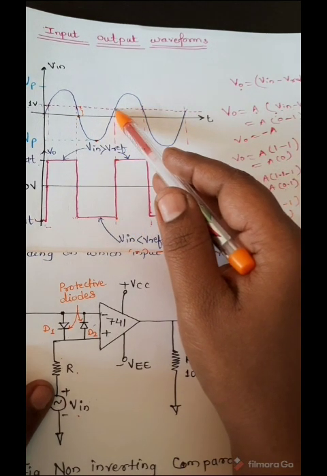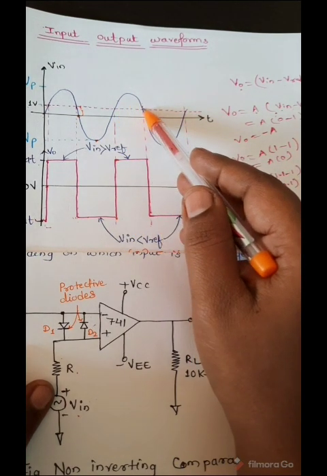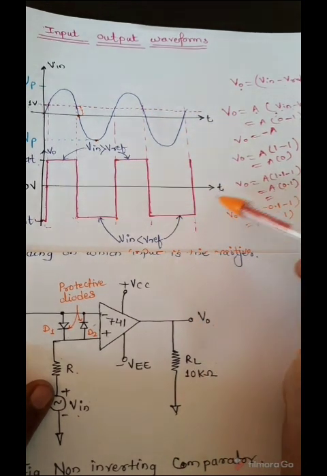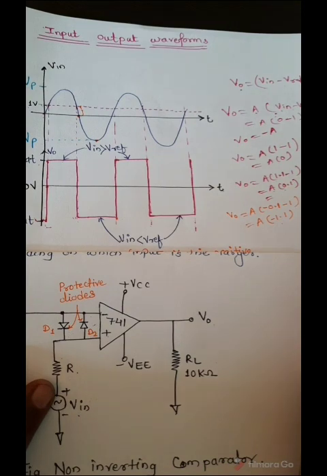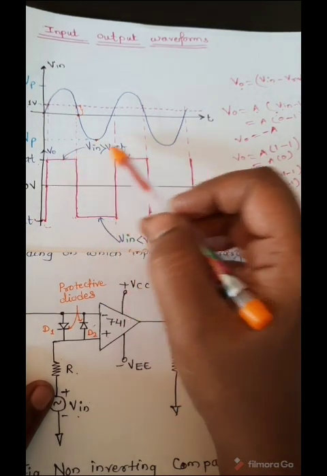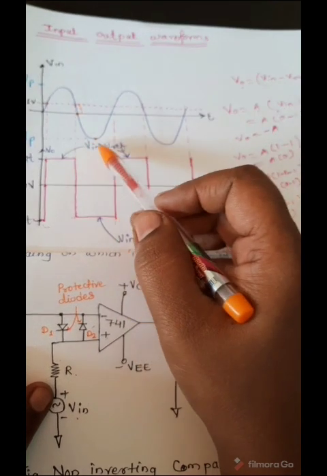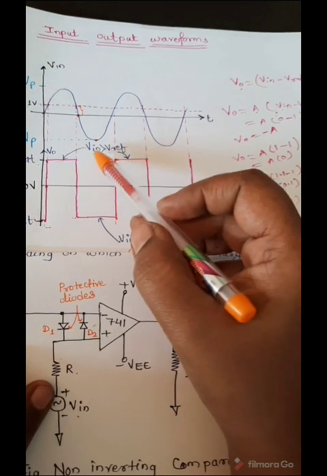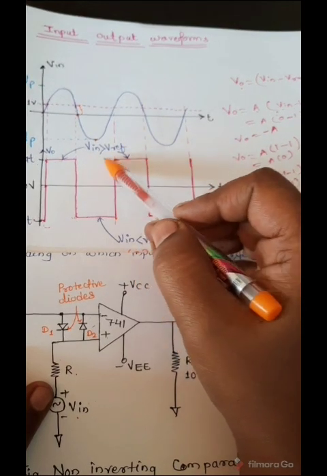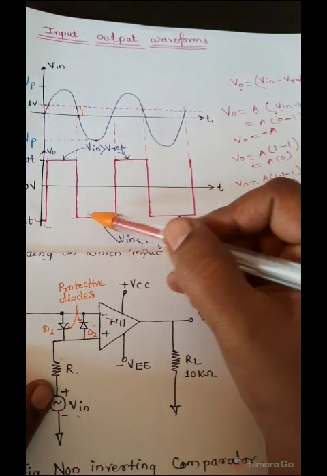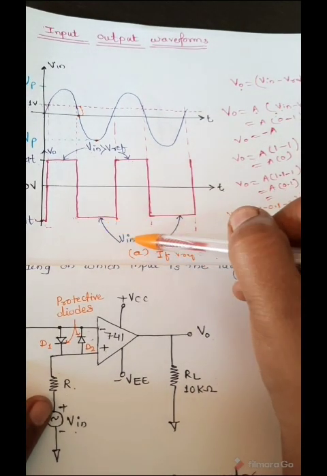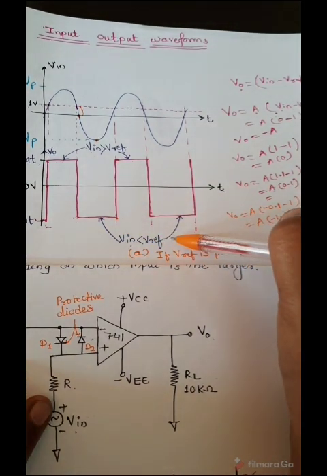Once V in is greater than reference voltage, again output will come to the positive saturation, and this will continue for all the successive cycles of V in. So we can say that for these two peaks, when output is at positive saturation, V in is greater than V reference, and when output is at negative saturation, V in is less than V reference.